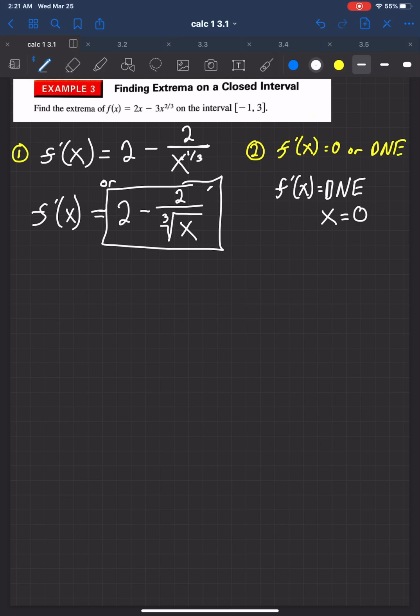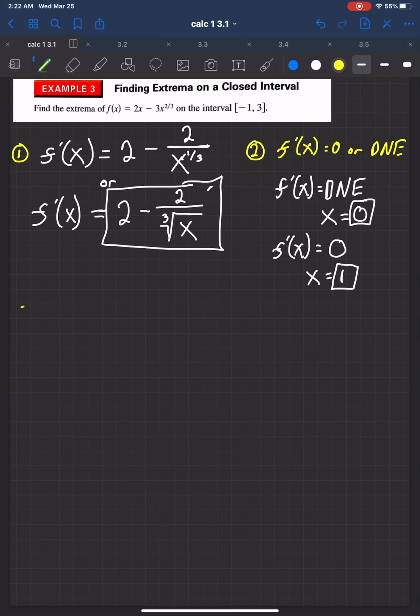Now, what about when f prime of x is equal to 0? The derivative does not exist when x equals 0. The derivative equals 0 when x equals, well, let's find out. If you were to choose 1 for x, the cube root of 1 is 1. So you would have 2 minus 2 over 1, or 2 minus 2. So when x equals 0, the derivative does not exist. When x equals 1, the derivative is equal to 0. So those are your two critical numbers.